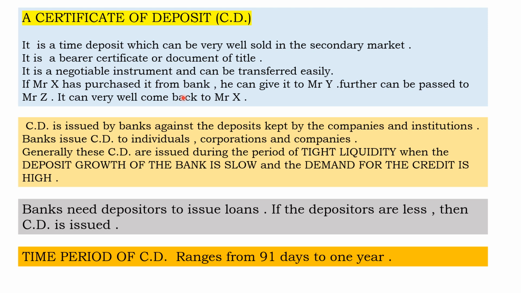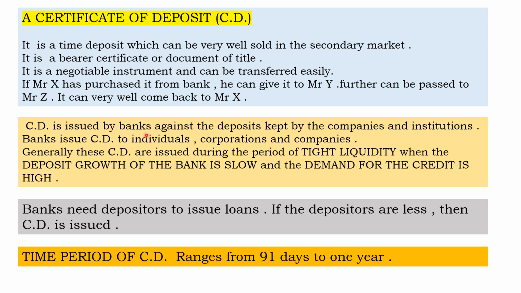Clear? Now, supposing you have a bank account or an FD in the bank. If it is in your name, it will stick to your name till it matures. If the maturity period is 5 years or 4 years, it will be in your name. But it is not the case with the certificate of deposit we are talking about. If it is issued in the name of X, it can be transferred to Y, which can be further transferred, and it can again come back to X. This is what I mean to say. It's a bearer certificate or the document of title.